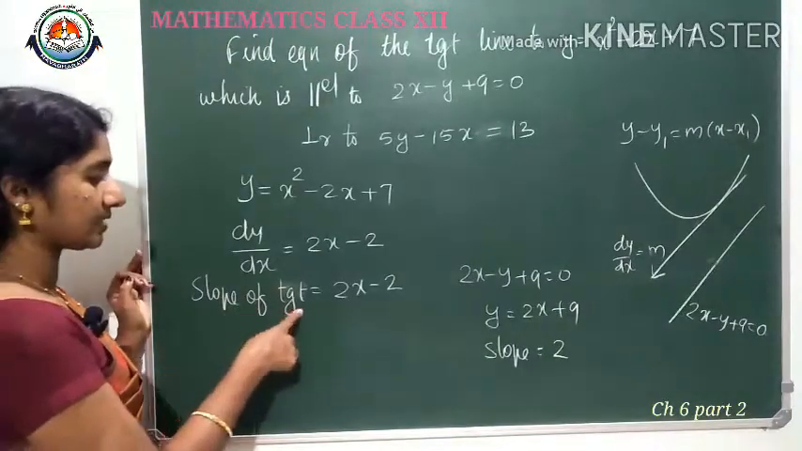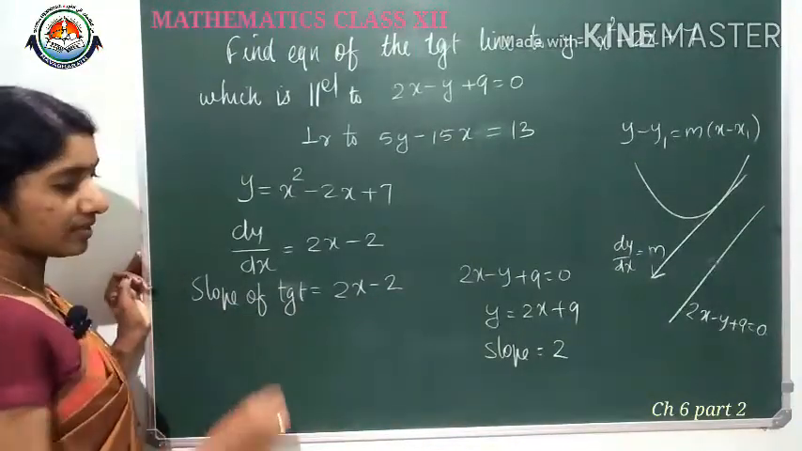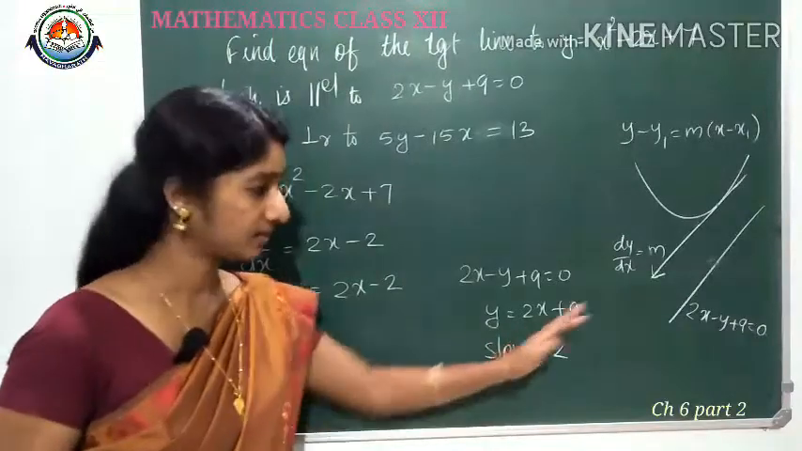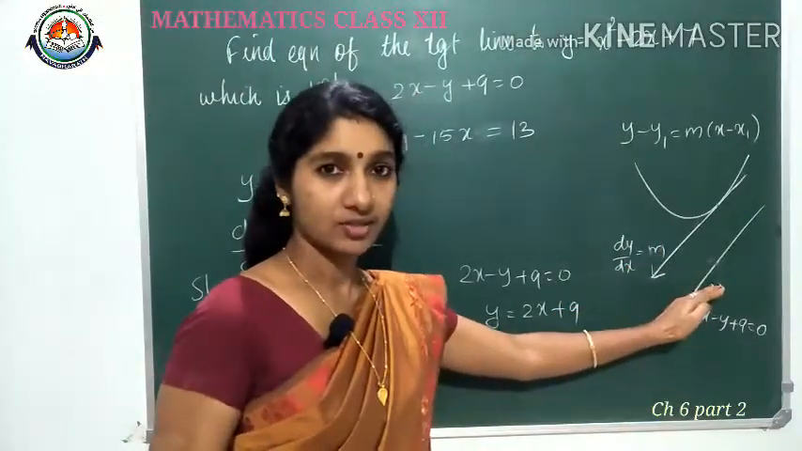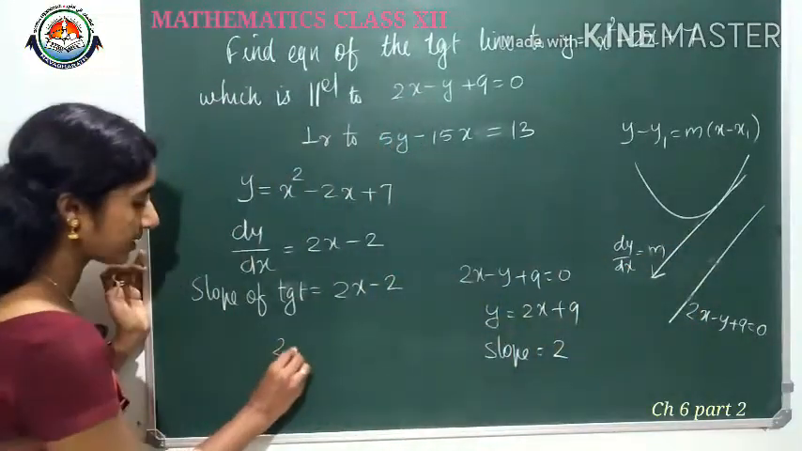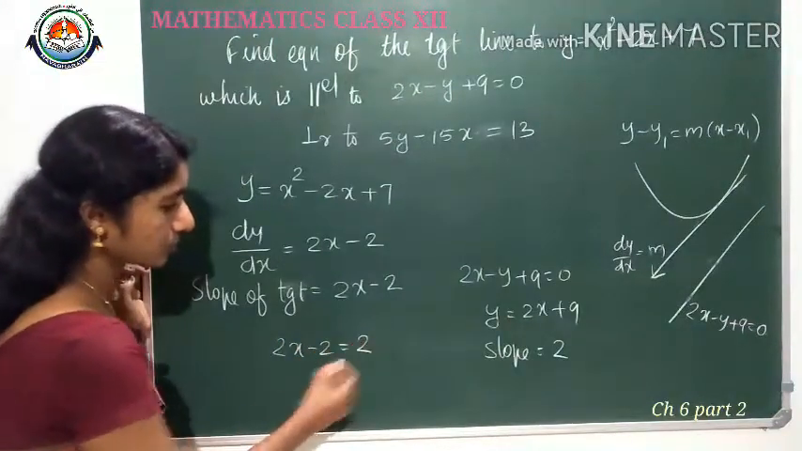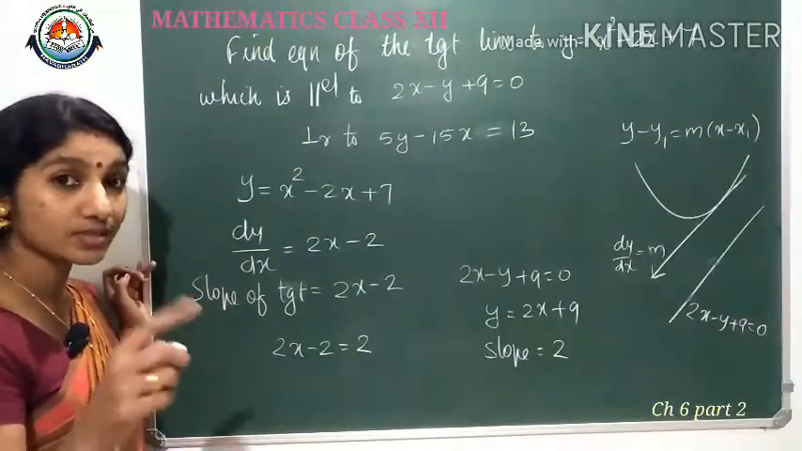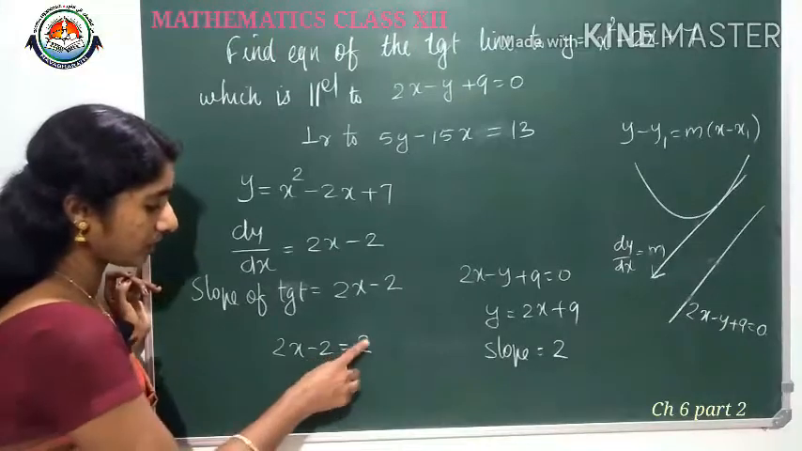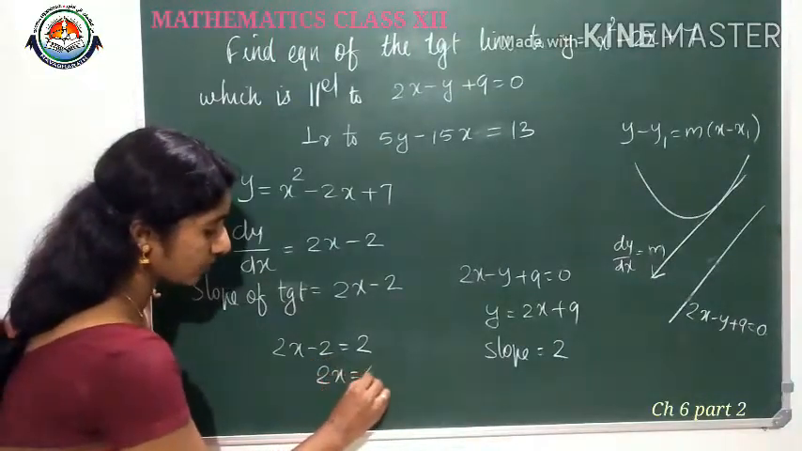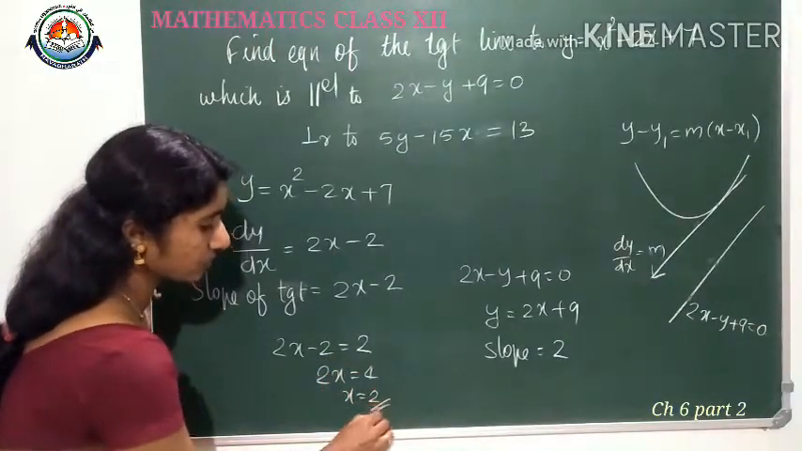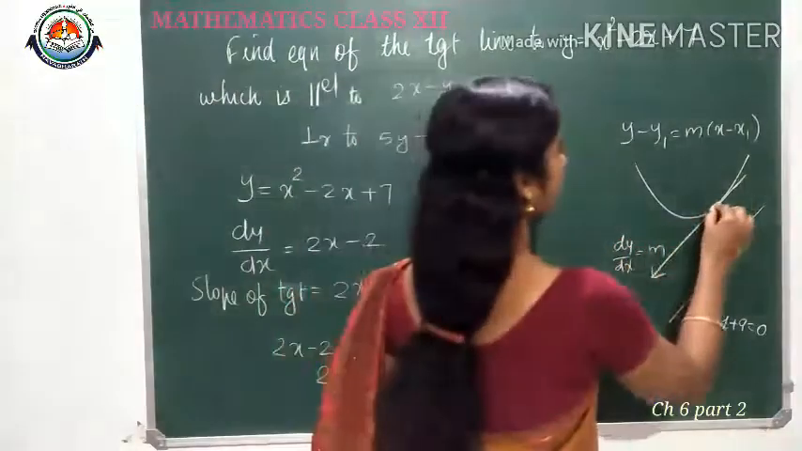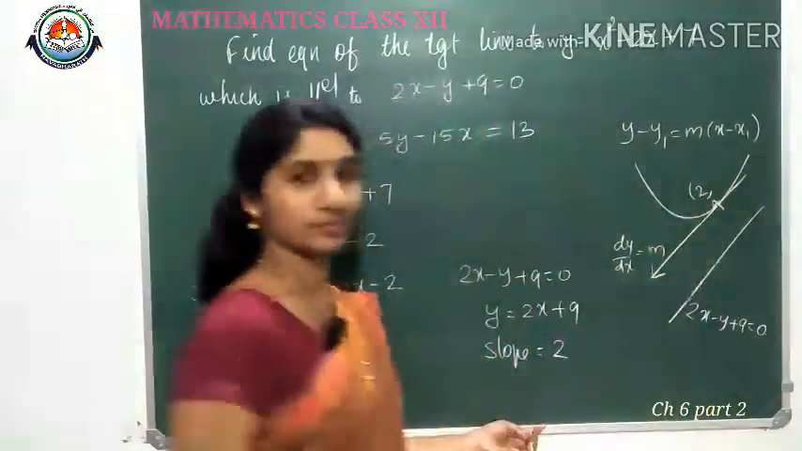Here the slope of the tangent is 2x minus 2, and these two lines are parallel. So we can write 2x minus 2 is equal to 2. Parallel means their slopes are equal. So 2x minus 2 equal to 2, so 2x is equal to 4, x equal to 2. So this point we are getting as x equal to 2.